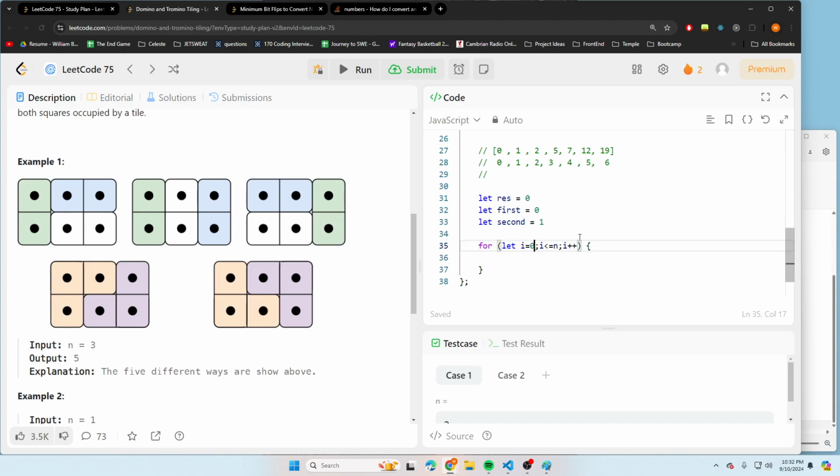We can start by saying i equals 1. If i equals 1, first become... I don't know. Okay, I give up.